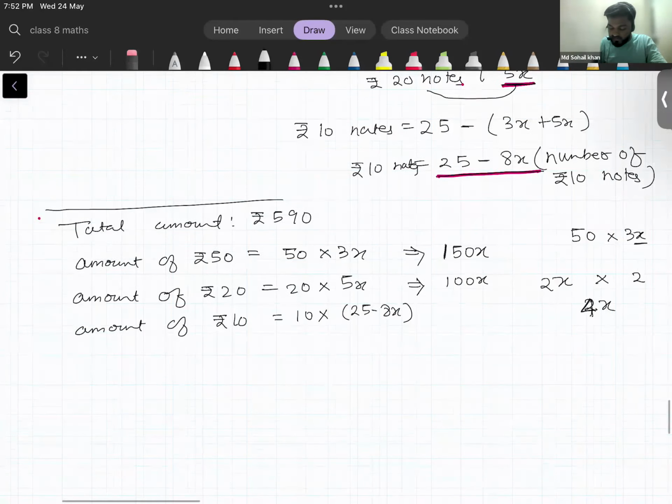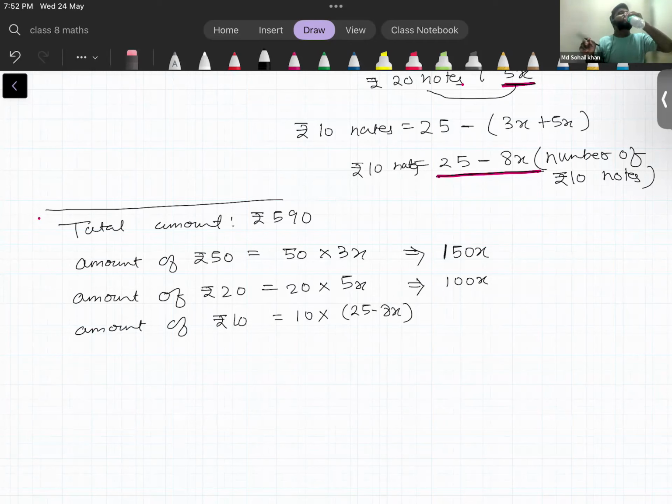Okay, now this one is tricky here. 10 multiplied 25 minus 8x. Okay, find this one. Okay, sir. Yeah, solve this one. Okay, sir. I'm gonna solve this in a notebook. Two fifty x.